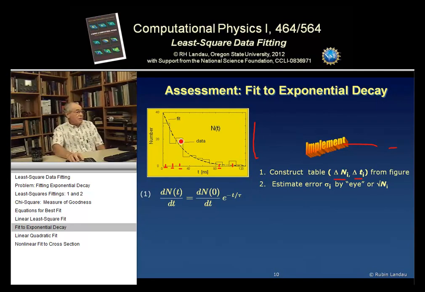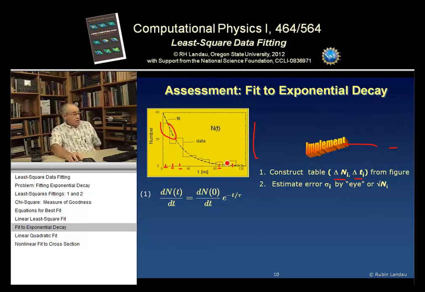Then for the values of n, we have to read off the graph. So you read it off as best you can. And then you could say, well, what's the error? Well, obviously there's a lot of error up here because there's a big fluctuation, and there's smaller error at the bottom. So you could say the error is roughly the difference we're seeing here from the smooth curve.